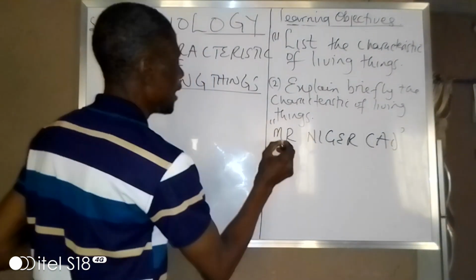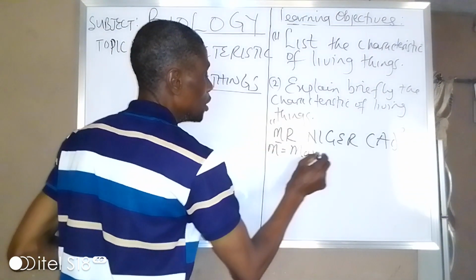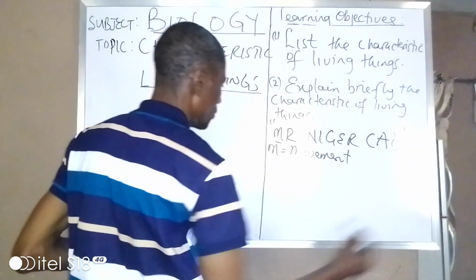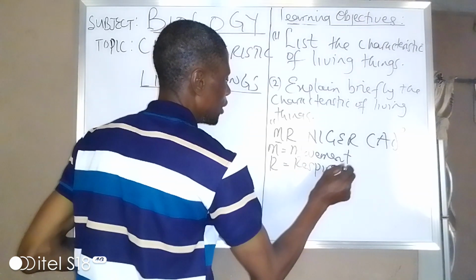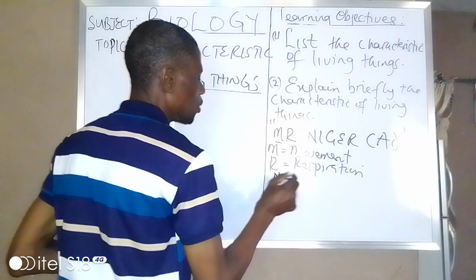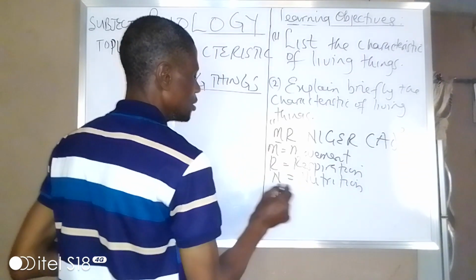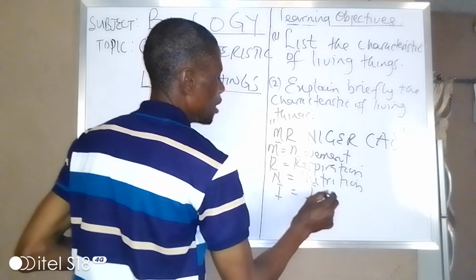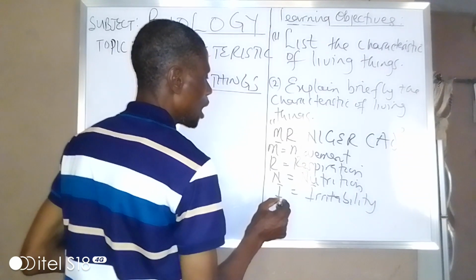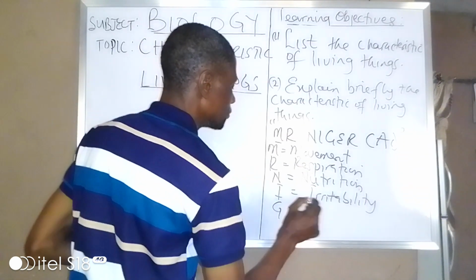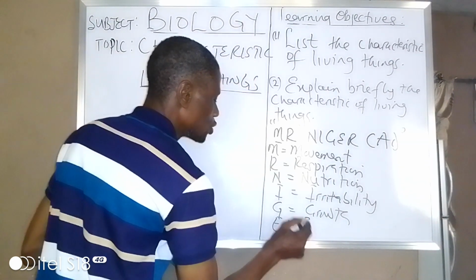If you look at M, our M here means what? Movement. M stands for movement, which some people call what? Locomotion. R stands for what? Respiration. Our N stands for nutrition. Our I is for irritability. Irritability, ability to respond to stimulus, changes of environment. Our G stands for growth. Our E stands for excretion.